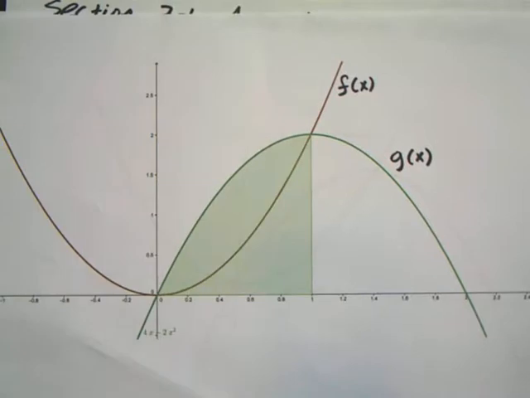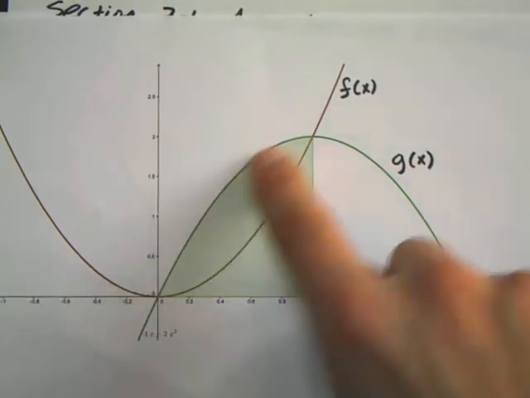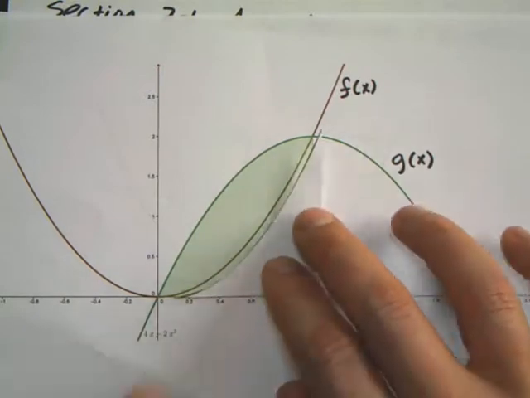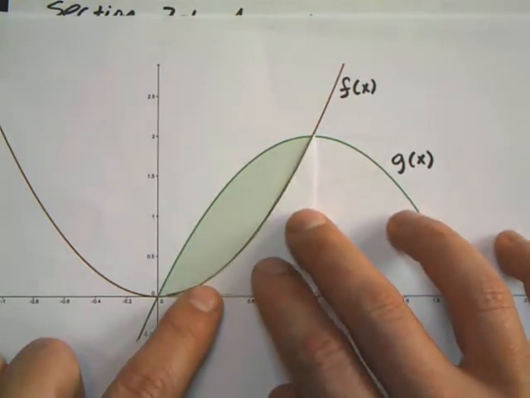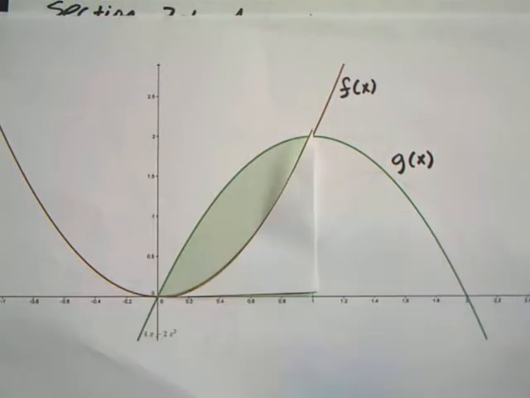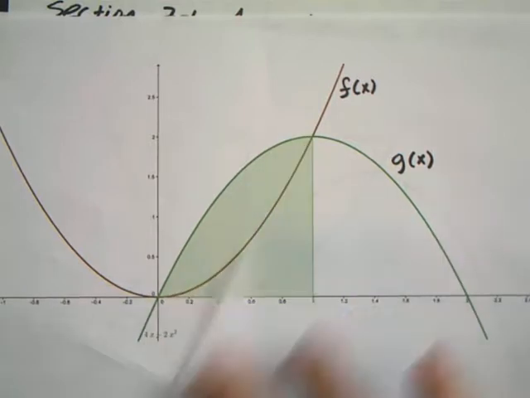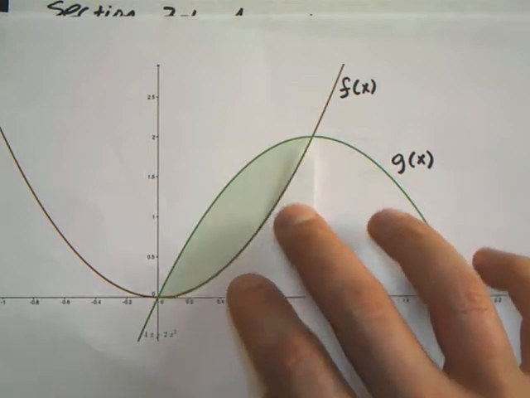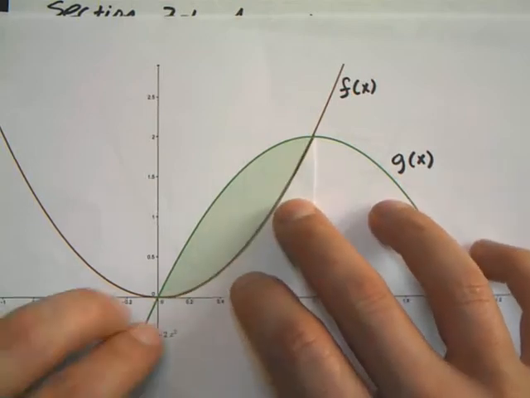I kind of think of it as, if I find the entire piece and then I take away this little extra wedge piece, what I would be left over with is the area that I'm looking for. So that's the main idea: I find the entire area and then take away the bottom area, and that leaves me with the area that's in between.